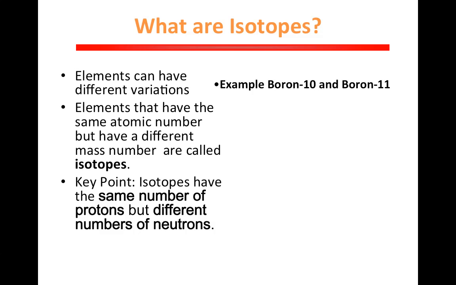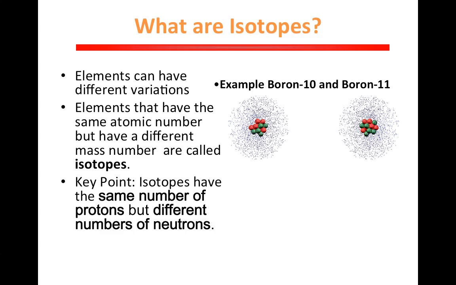So here's an example. You have boron 10 and boron 11. You might be wondering what the 10 and 11 mean. Well, those are the mass numbers. So in this case you have two atoms of boron. How do they differ? Well, they differ by one neutron.